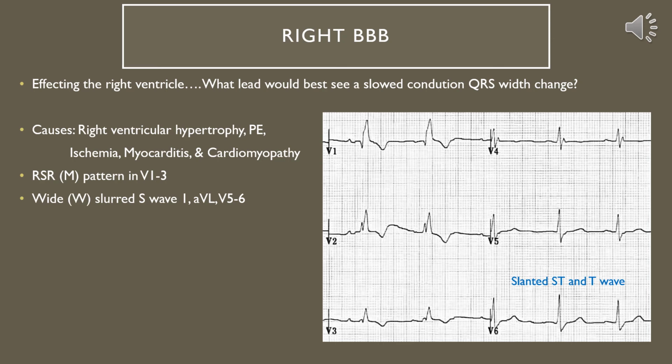So those are some places that you may want to look for an M or a W pattern with a right bundle branch block. Right bundle branch block, we see this with right ventricular hypertrophy pretty frequently. Pulmonary embolus is a differential that you'll want to consider, along with ischemia, myocarditis, and cardiomyopathy.